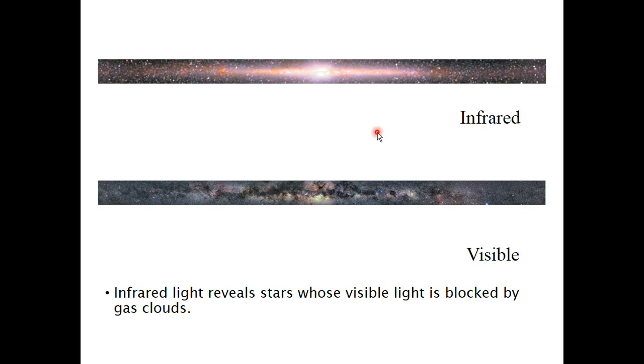And so, going higher frequency, shorter wavelength infrared, now you can see lots of the background stars that have formed. In the visible light you can't see them because they're behind a cloud. But you can see them here, and so you can see where all the stars are.